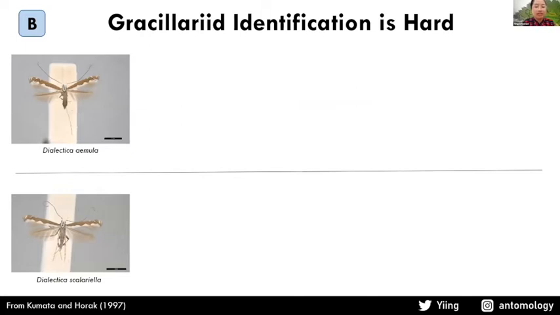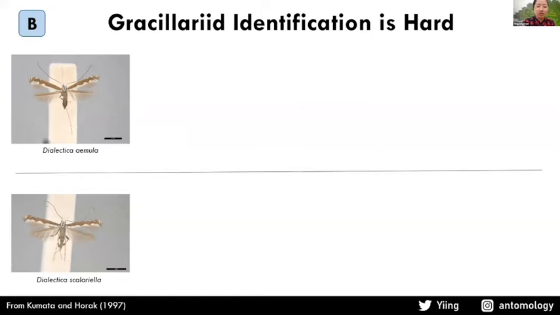And what they did is that they looked at these 2 species of Dialectica. So the bottom species was introduced as a biological control for Patterson's curse. But then they realized that maybe there's something already here that's looking very similar. So they wanted to investigate this.